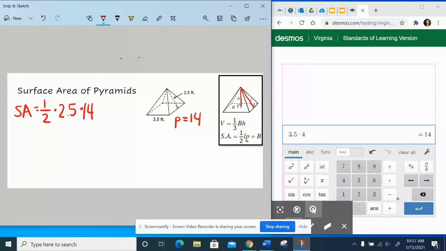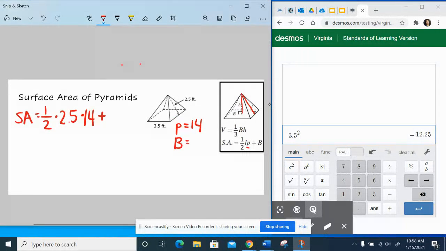The next part of the formula is telling us to add the area of the base. So that's something I like to do off to the side as well. I know to find the area of a square, it's basically side squared. So I'm going to take my 3.5, clear all, 3.5, and go ahead and square that. And when I take 3.5 and square it, I get 12.25. So plus 12.25. I want to make sure I continue that in my formula.